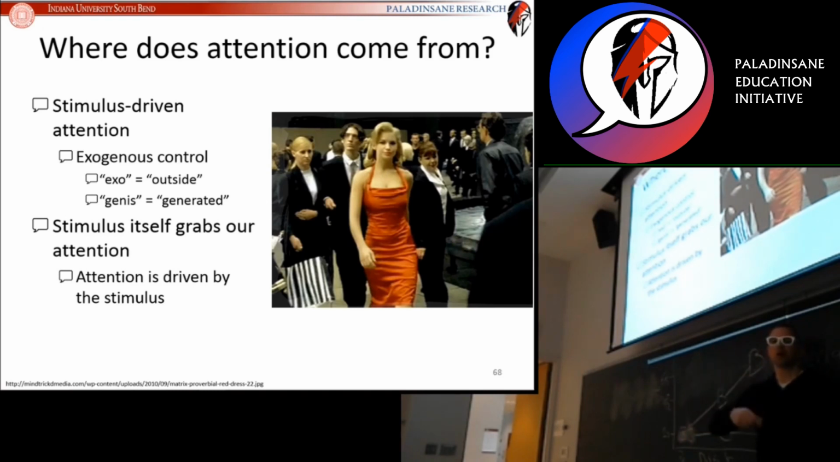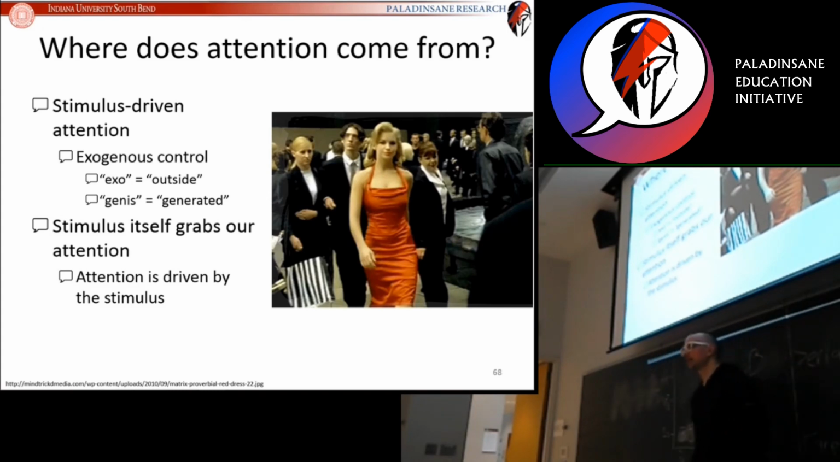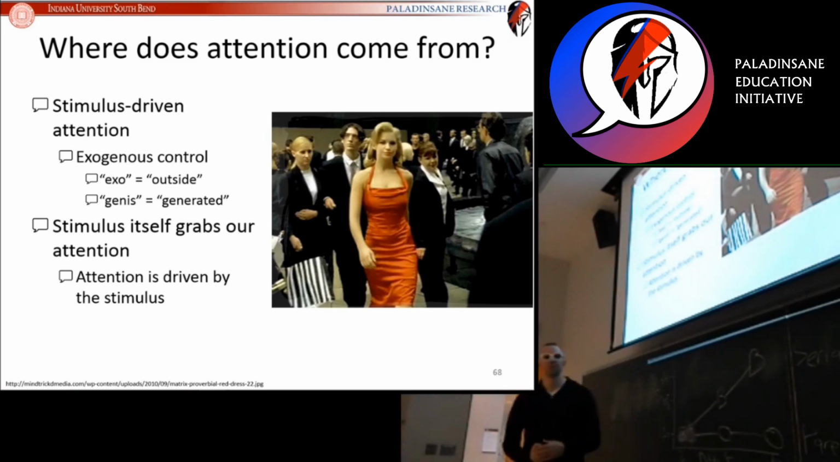And if you noticed the moonwalking bear, you noticed it because of this exogenous control, because of this control that came from outside, a selection of the attention that came from the outside, specifically because of the characteristics of the stimulus. All right, so that is stimulus-driven control.